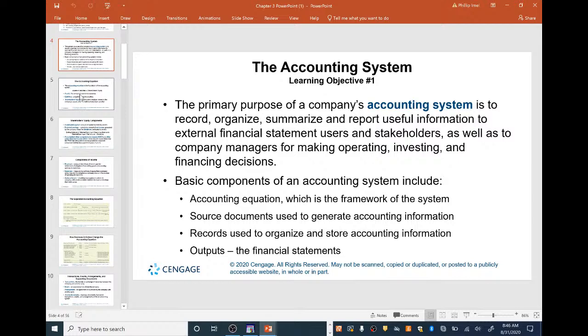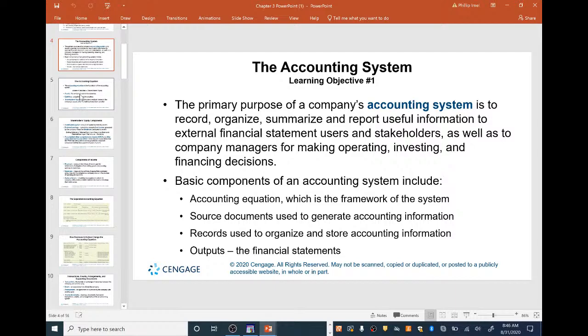Source documents used to generate accounting information. So source documents is going to be the documents that are used when we make transactions. So those are source documents. Then we record records used to organize and store accounting information. So we're going to use those records to organize and store accounting data. And the outputs, so the output is the financial statement. So obviously the output of the accounting system, the overall goal of what it produces is the actual financial statement.